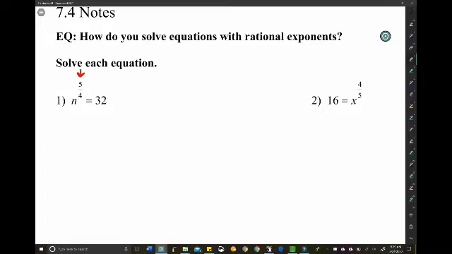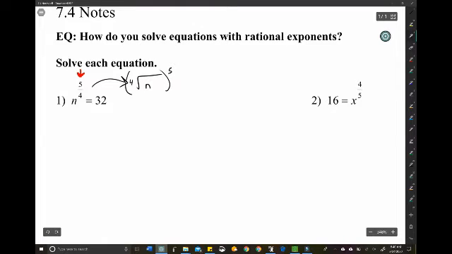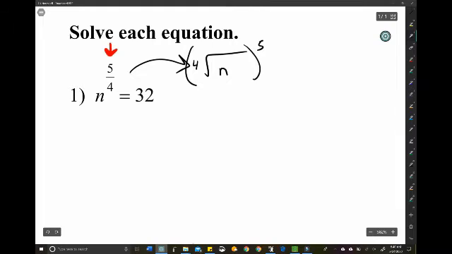How in the world? It's really not bad, guys, I promise, okay? So just remember a few different things, and you don't have to write this down, but you can think of n to the 5/4 as the 4th root of n to the 5th, okay? Really, the way to tackle these is all about the reciprocals of the exponent.